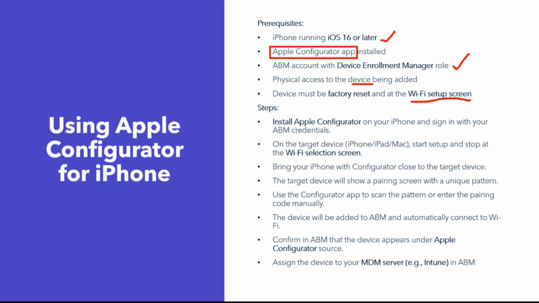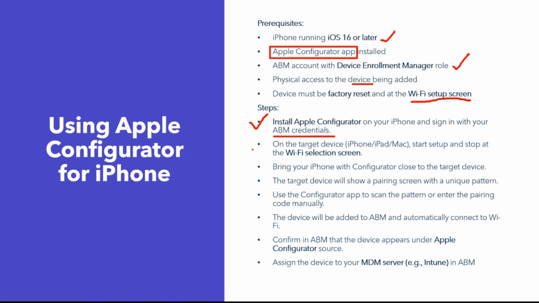Now, the first thing we require is Apple Configurator, okay, to be installed on your iPhone, and the sign-in should be your ABM credential. So whatever credential you have used for your ABM logon, the same credential you are required to use here as well. Okay, it should not be mismatched, otherwise the synchronization will not work. Okay, and that will create a problem.